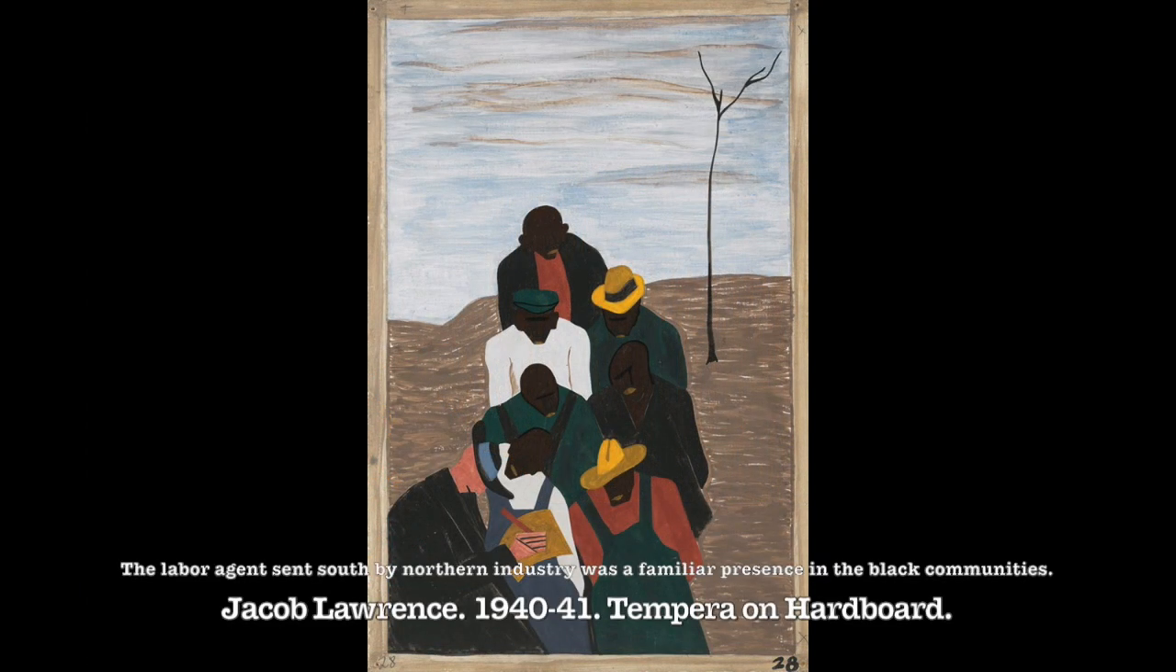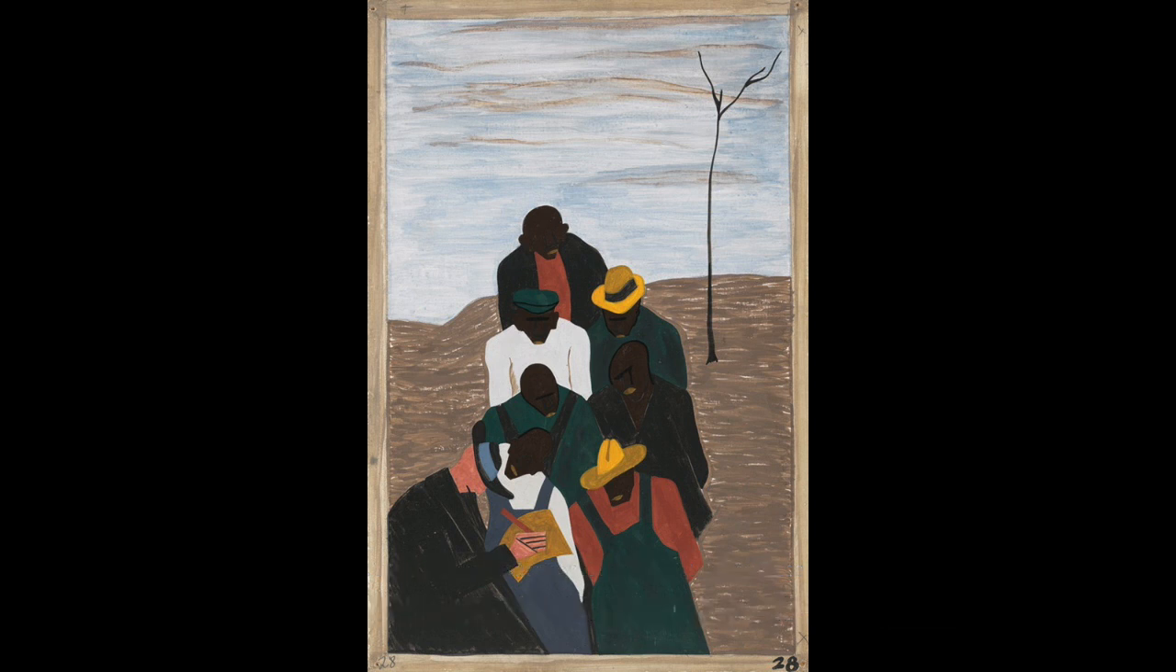The labor agent sent south by Northern Industry was a familiar presence in the black communities. Again, we're talking about the time just before and after World War I. During World War I, there's a huge job shortage where labor agents were going south to try to find able-bodied black men to come to the Northern Industry to keep things running. And they very much were exploiting the fact that they needed work. A situation that seemed very mutually beneficial, but over time would also create some rifts between black and white communities.